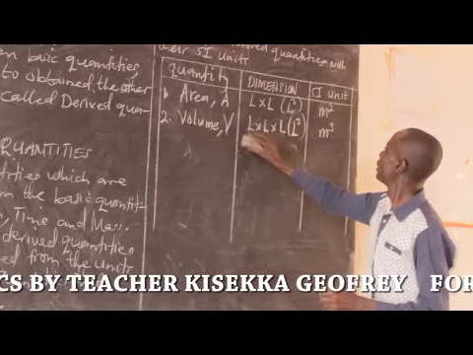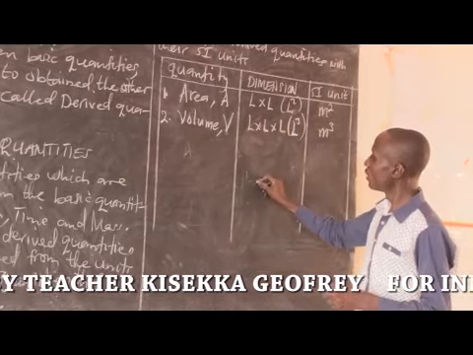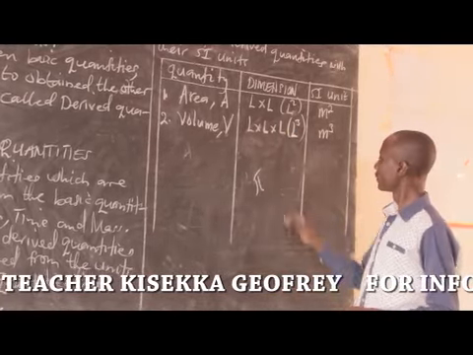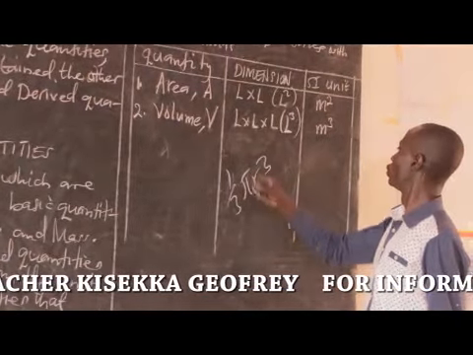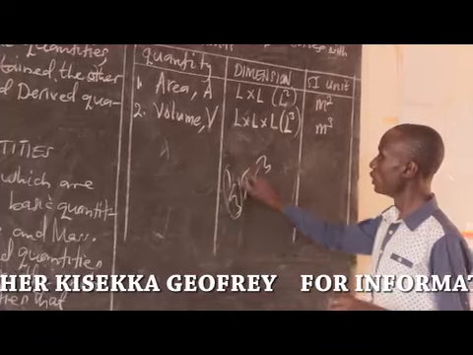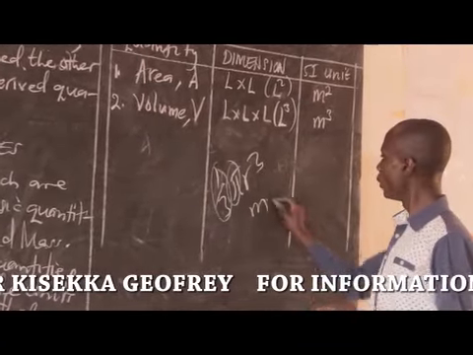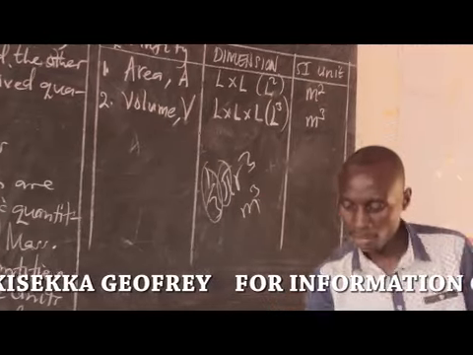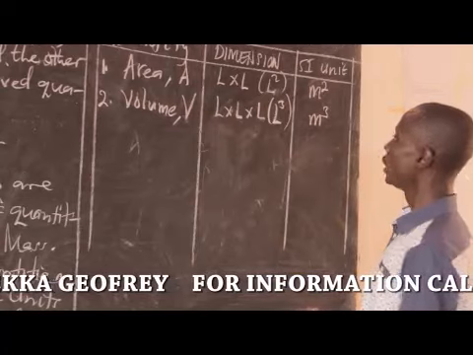Even if it is pi cubed, pi does not have a unit. Maybe the formula is a third pi r cubed. Pi, this one does not have a unit. R is in meters because it's the length. Now cubed. So the final unit will be meter cubed. Volume is in meter cubed.